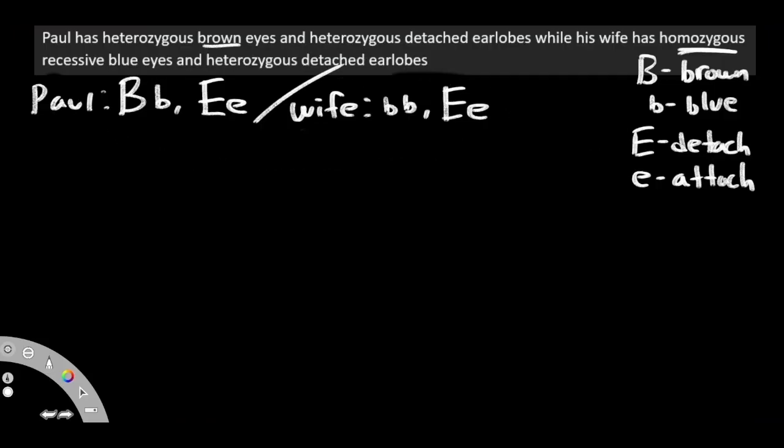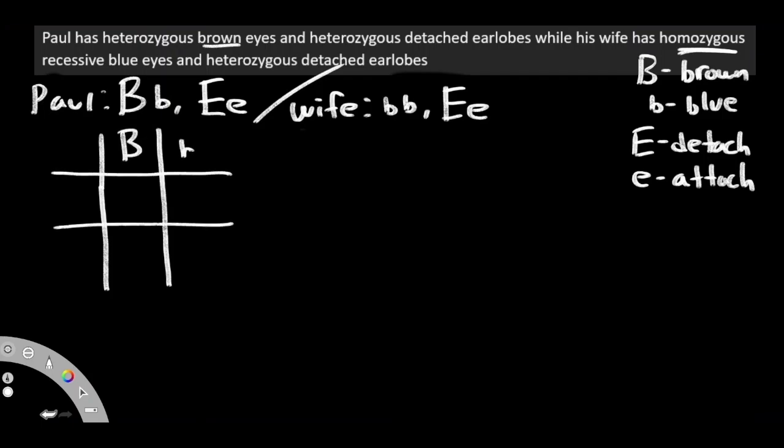So how are we going to cross them? You can't actually cross them the way that we've been doing it so far, because this is where that rule comes in, the law of independent assortment. You actually have to cross Paul's different traits together first, and the wife's different traits together first, and then you can finally cross Paul and the wife together. Let me show you.